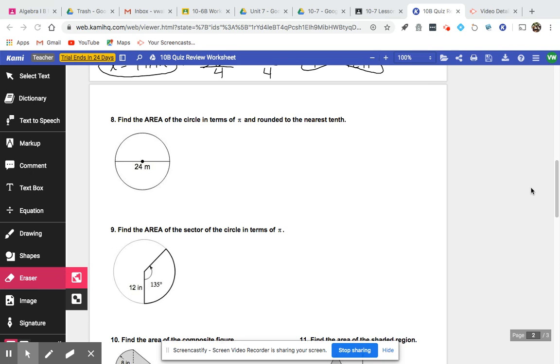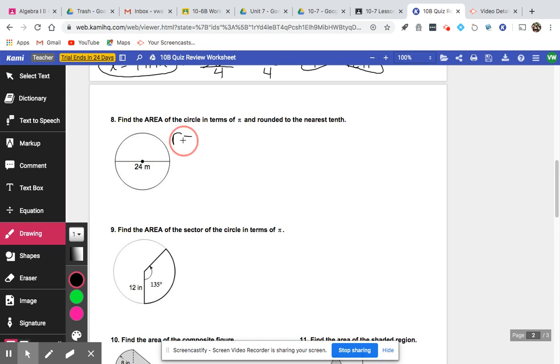We would like to find the area of the circle in terms of pi and round it to the nearest tenth. So remember, in terms of pi means leave the symbol in, round it to the nearest tenth, use your calculator's answer for pi, which is 3.14159265385, something like that. Not important. So we know the diameter in this circle is 24. Half of the diameter is the radius. So the radius we would like to use is 12 meters.